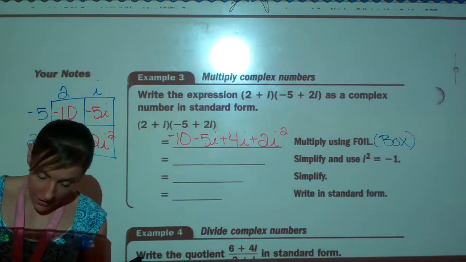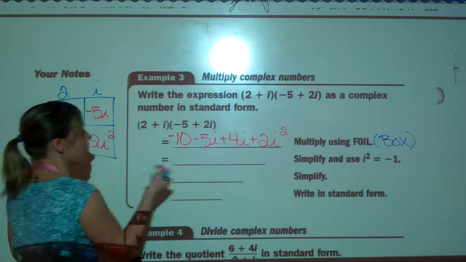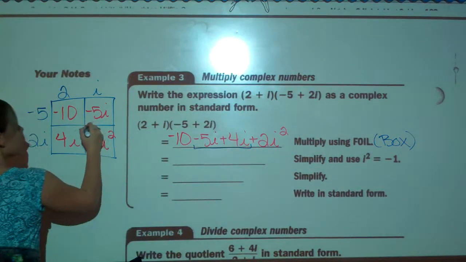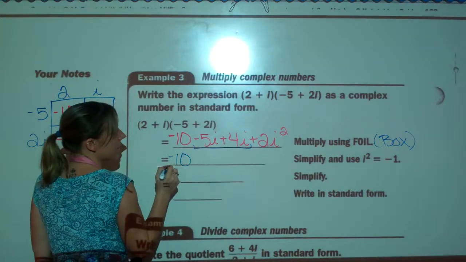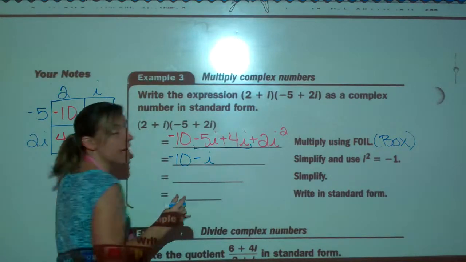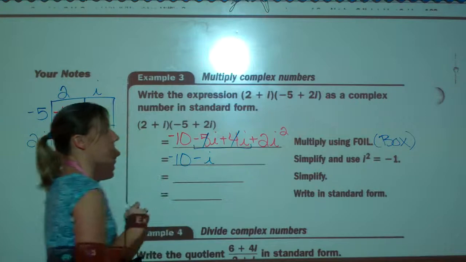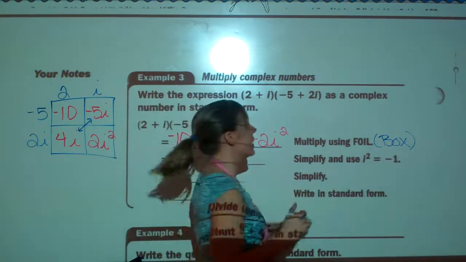So by simplifying, that just means take these two and put them together since they're both I. We could have put them together right here and said, okay, that's -10, -5I plus a 4I is a -1I. Just add them up. -5 and +4 is a -1. Okay? But then it also says to use I squared as -1.